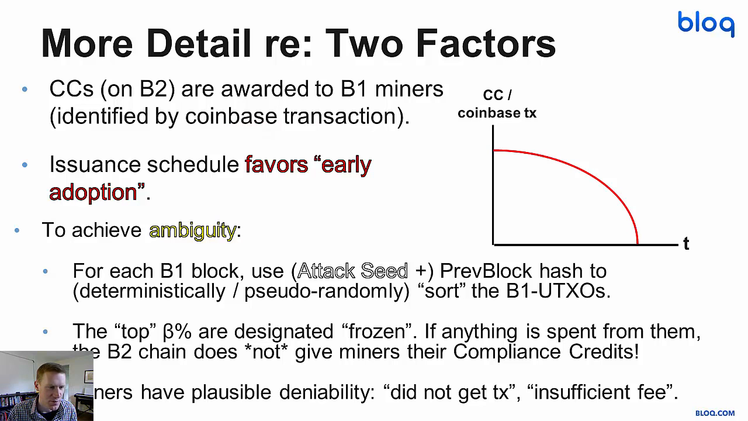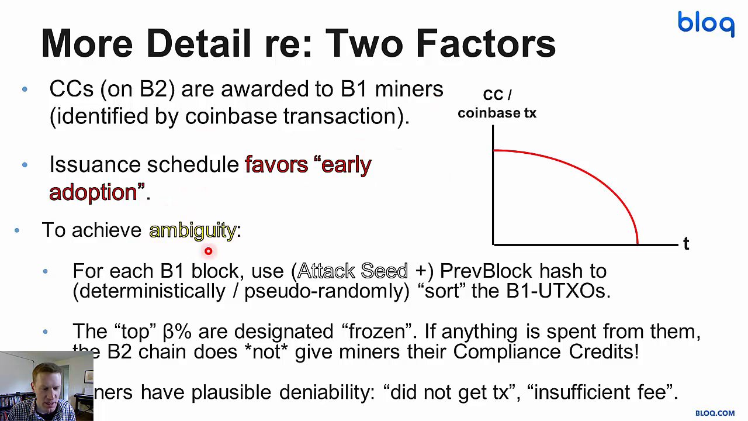So that part's easy. We know how early we are because that's what blockchains do: they sort things based on time. Early on in the process, we award more CCs per block. You get a lot of CCs per block here, and then as the attack moves forward through time, this tapers off. Very simple. In this way, you want to get involved earlier rather than later. Okay, so that's how we reward early adopters.